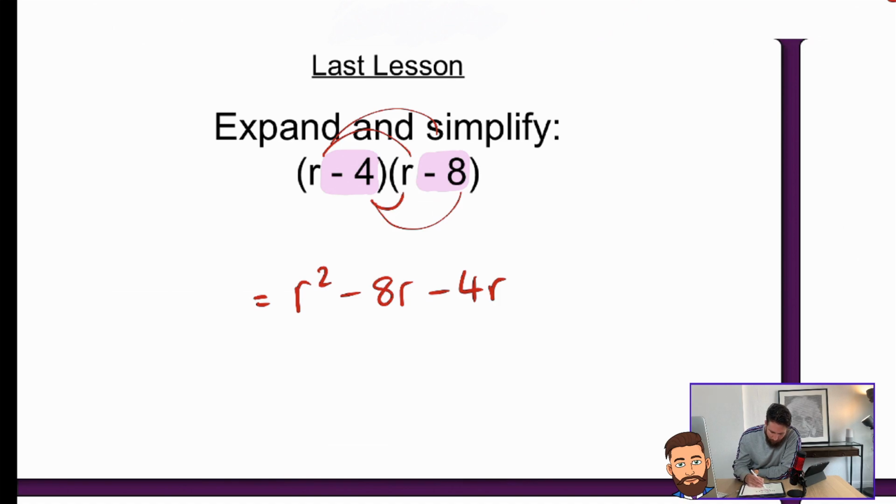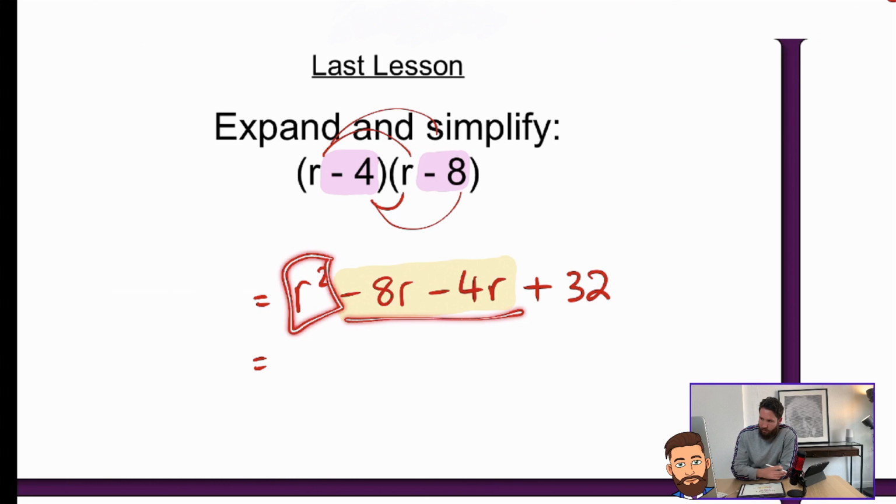Then I'm going to do -4 multiplied by -8. Now 4 times 8 is 32, and a negative times a negative, we must remember, is a positive. So that will be positive 32. Looking at this, we can now tidy it up. You should be able to spot that these r's are like terms and can be simplified together. Now, this r squared is not the same as those two r's there. They are different, but we can definitely put the r's together.